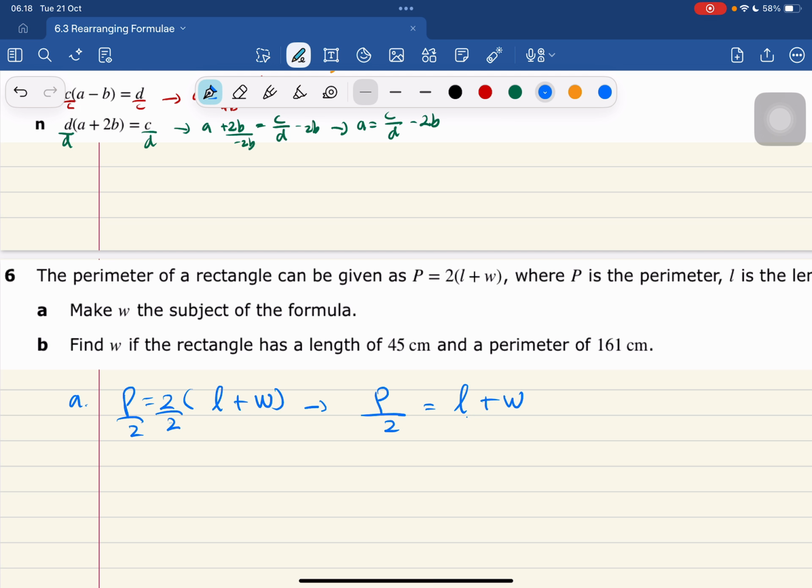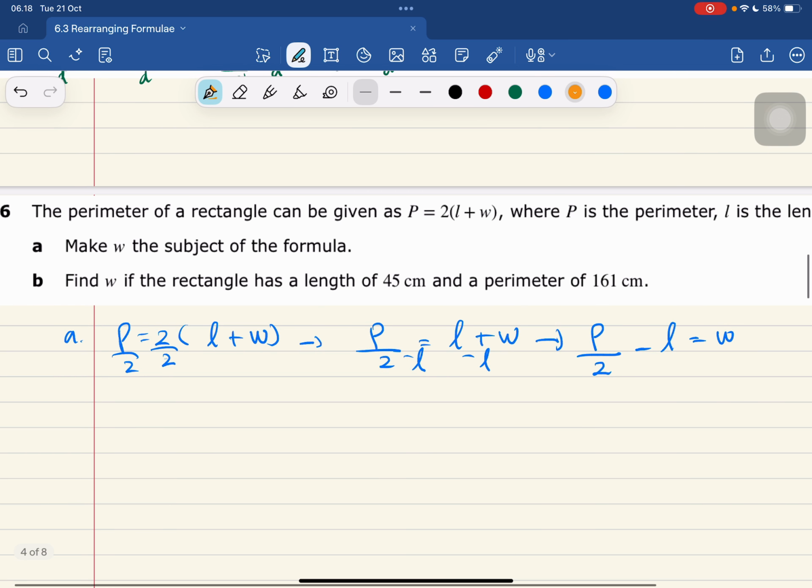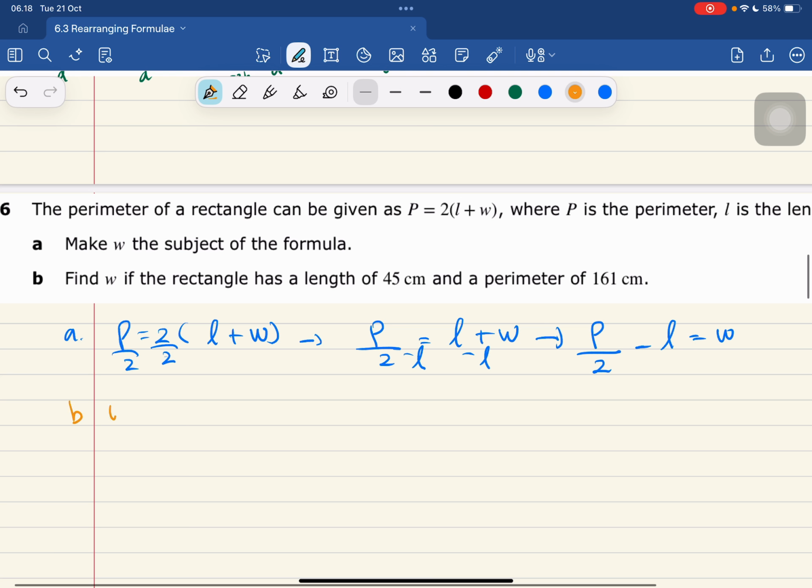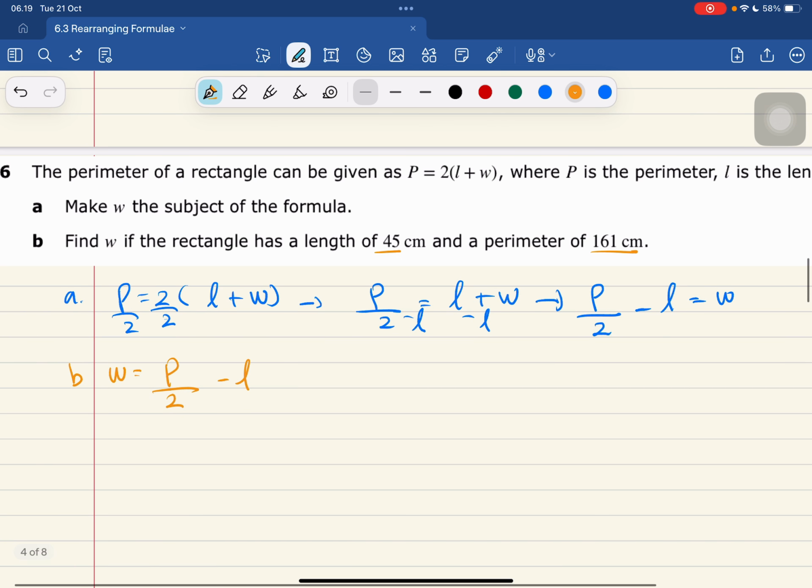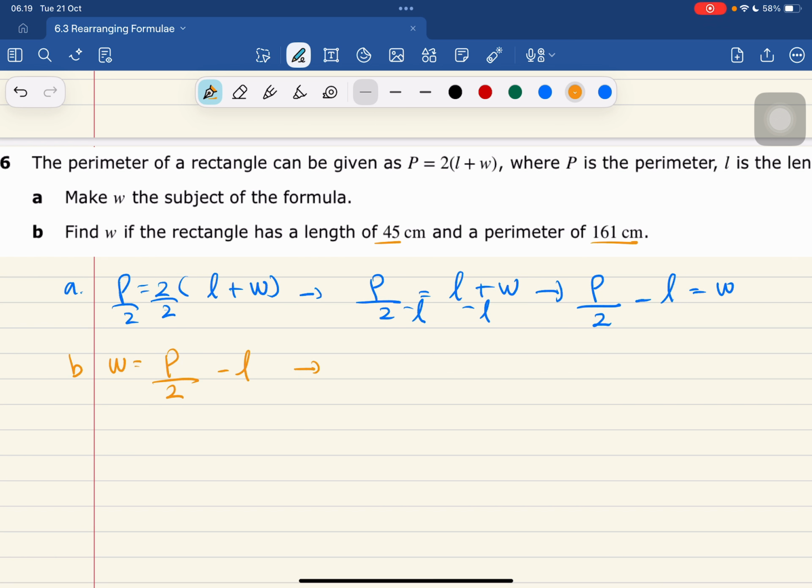Okay, get rid of L, so minus L, here also minus L. So it's going to be P divided by 2 minus L equal to W. Okay. Find W. Okay, B. So the formula is W equal to P divided by 2 minus length. So the length we know is 45 and the perimeter is 161. So we can just substitute it.